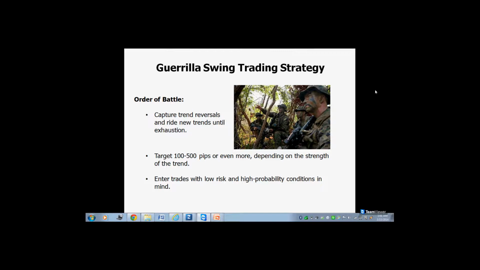First off, let's begin with the objectives of the strategy, or the order of battle. The first order of battle for guerrilla swing trading, or multiple time frame analysis, is to capture trend reversals and ride new trends until exhaustion. We're aiming for about 100 to 500 pips profit or even more, depending on the strength of the trend. And we enter trades with low risk and high probability conditions in mind.